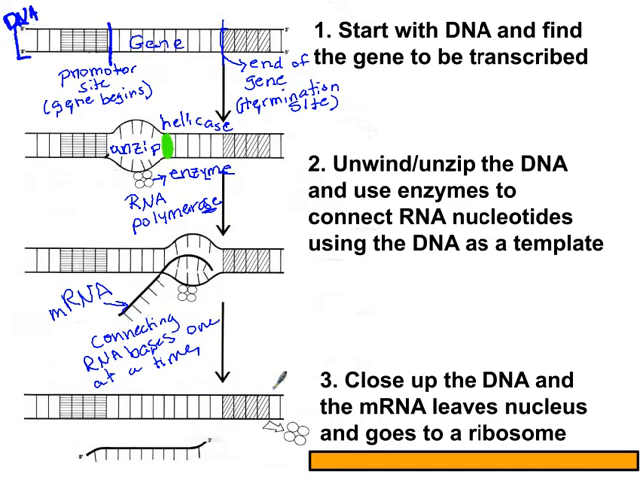Once that's completed, we'll need to close it up. So right here, this is closed back up. Our base pairs connect back together. And here is our final mRNA strand. So this is our message, and this guy right here can go to the ribosome. It can leave the nucleus. The DNA can't leave the nucleus, too big. But this guy's small enough, it can slip out of the nucleus and go find our ribosome so that we can build our protein.